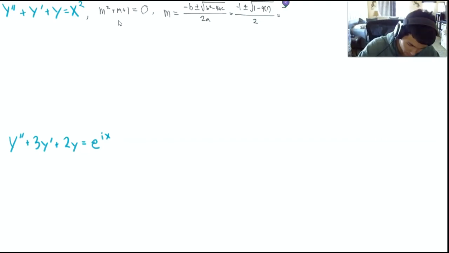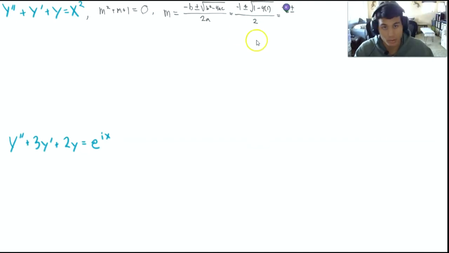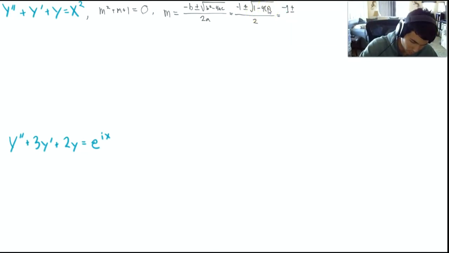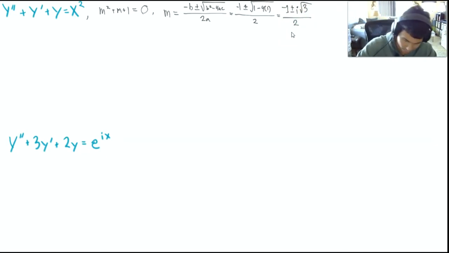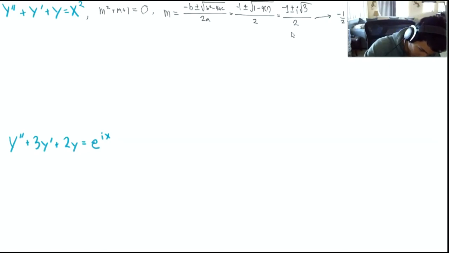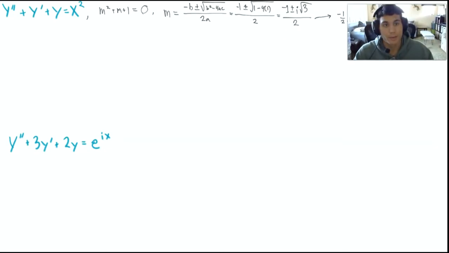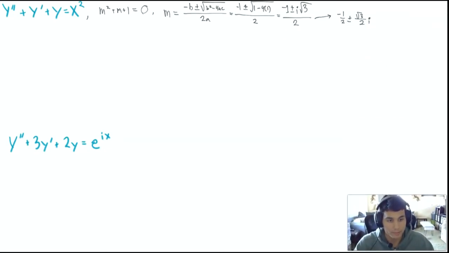Well, this is going to be negative 1 plus or minus, what is this? Well, this would be negative 3. So we can write this as square root 3 i, right? Because if this is negative 3, then we have to show that it's negative by writing this imaginary number in front. Let's just write this a little bit nicer. This is negative 1/2 plus or minus root 3 over 2 i.